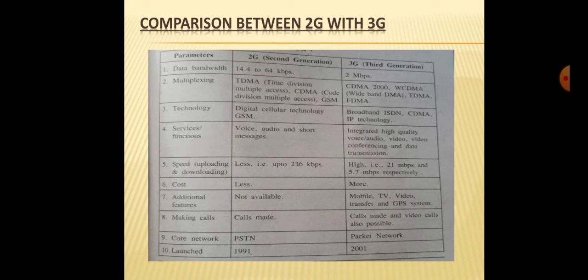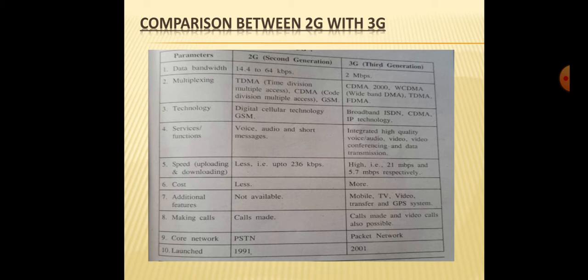Then next, what was the additional features? Here nothing additional features were there. But in 3G, what was there? Mobile TV, then video transfer and GPS system. Then next, in 2G, only calls were made. Here calls made and video calls were also possible.